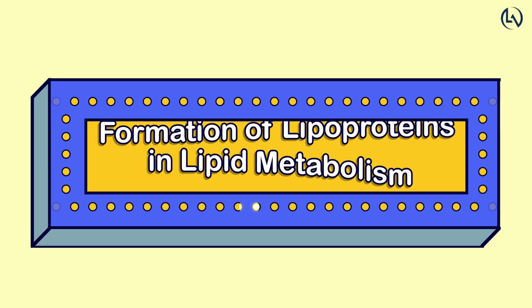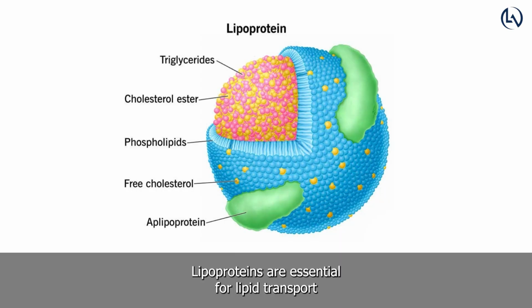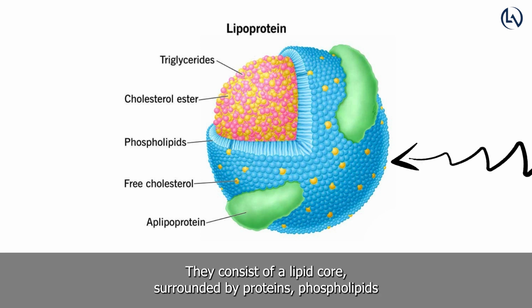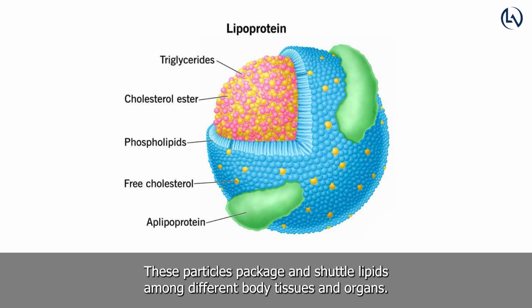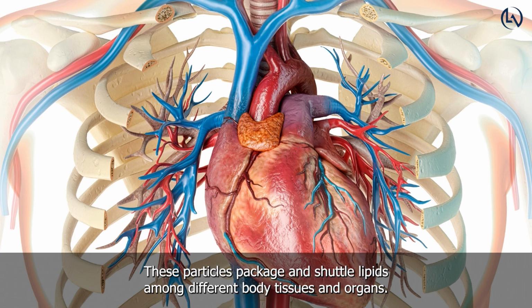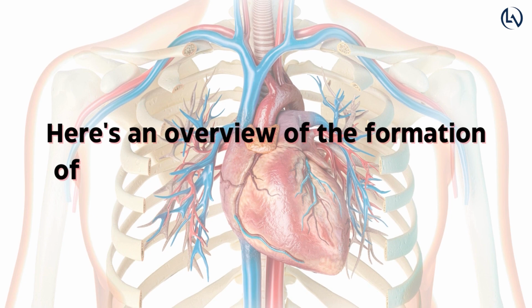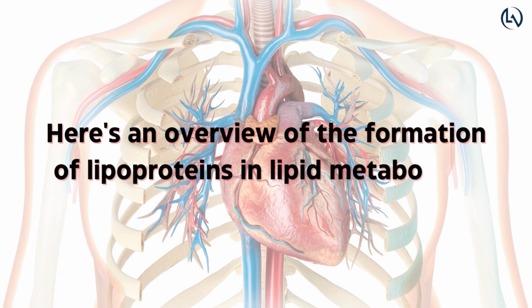Formation of lipoproteins in lipid metabolism. Lipoproteins are essential for lipid transport in the body, carrying cholesterol and triglycerides. They consist of a lipid core surrounded by proteins, phospholipids, and cholesterol. These particles package and shuttle lipids among different body tissues and organs. Here's an overview of the formation of lipoproteins in lipid metabolism.